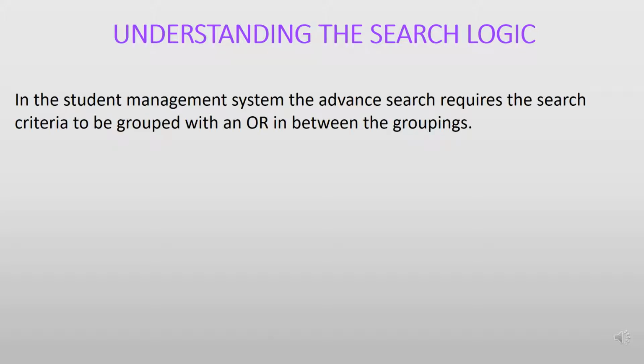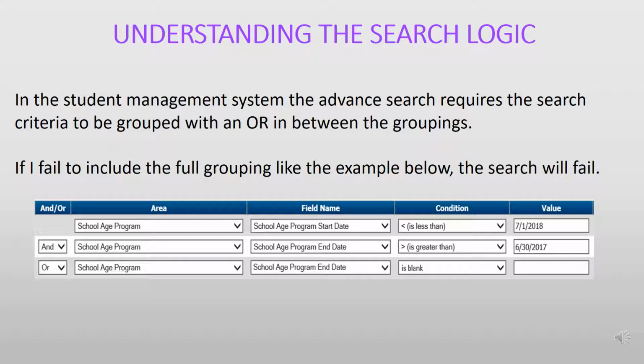In the next search example, we want a list of students who were active in special education in the 2017-18 school year, but this time we will add the school-age program start date to the search. In the student management system, the advanced search requires the search criteria to be grouped with an or in between the groupings. If I fail to include the full grouping like the example below, the search will fail. Because the student management system requires the query to group each component of the search, in my example, the advanced search resulted in 0 records being found.